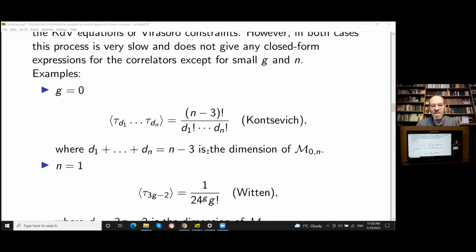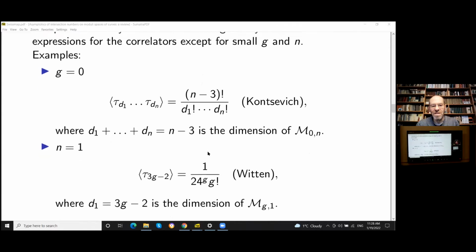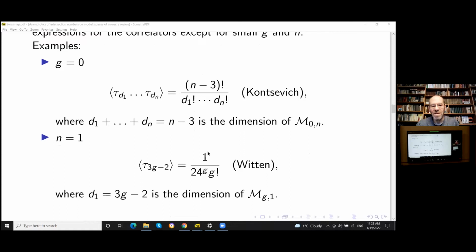Another simple case is when n is equal to 1. Then we consider curves of genus g with 1 marked point, and there is just the 1-point correlator, with index 3g minus 2. And this correlator is explicitly equal to 1 over 24 to the g times g factorial. This was first observed by Witten, and this is a simple consequence of the string equation alone.